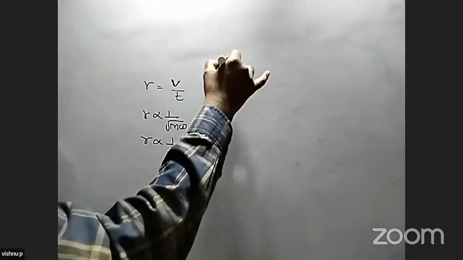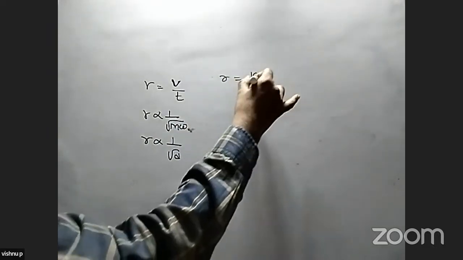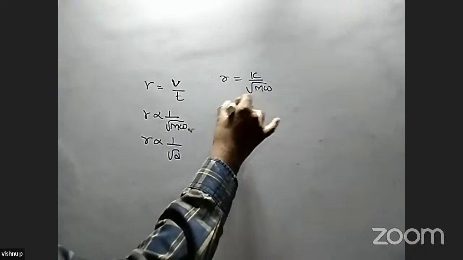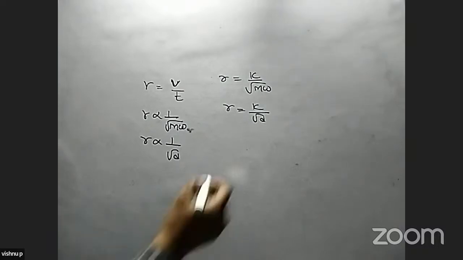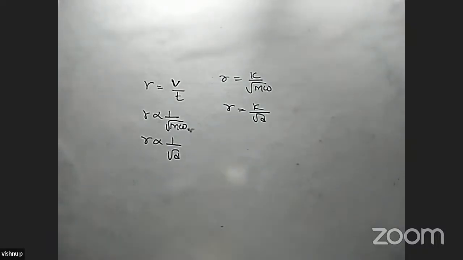So we write here R is equal to K by root molecular weight of gas. R is equal to K by density of gas, or vapor density of gas also. And R is directly proportional to pressure. Again, pressure is more, rate of diffusion is more. So what are the different formulas used in effusion or diffusion?